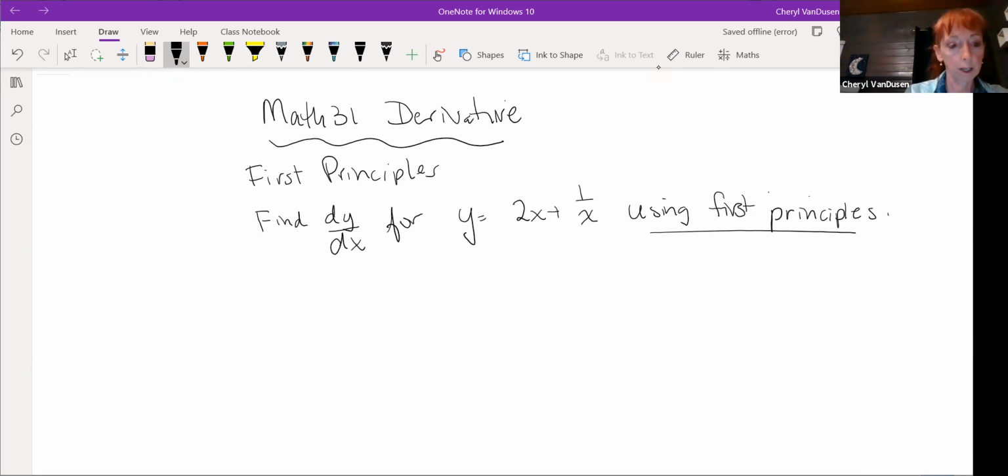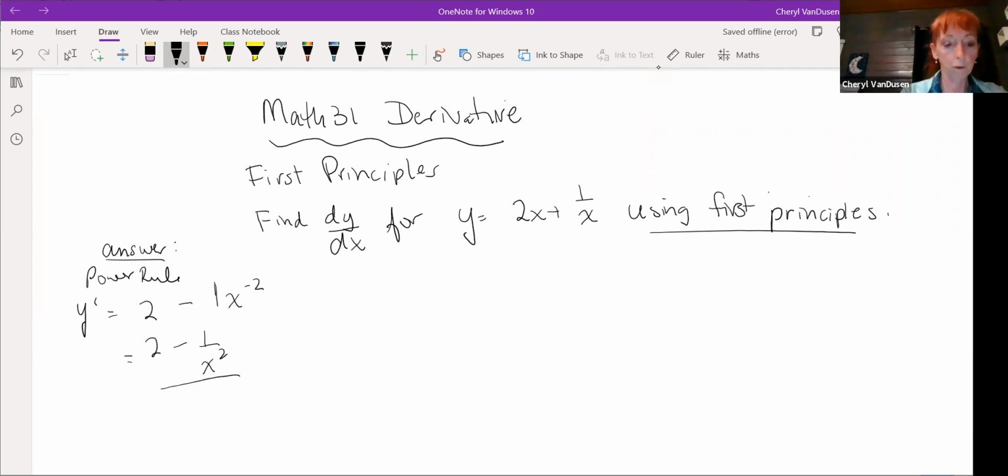So, here's a little hint. Let's go over and do the answer so we kind of know what we're trying to shoot for. We just use the power rule, which is the regular way of doing things. So y prime is 2, because the derivative of 2x is 2. And then we get minus 1 x to the minus 2. That's what we're shooting for as an answer.